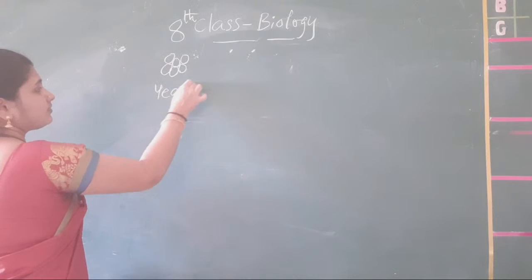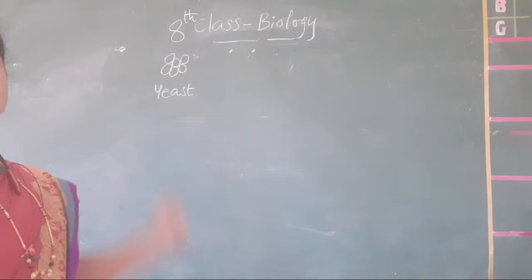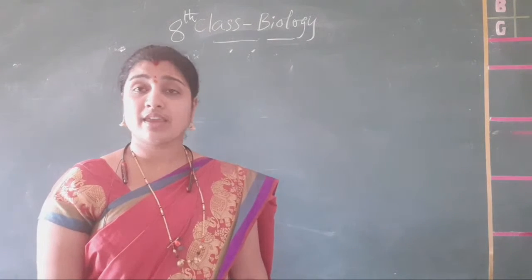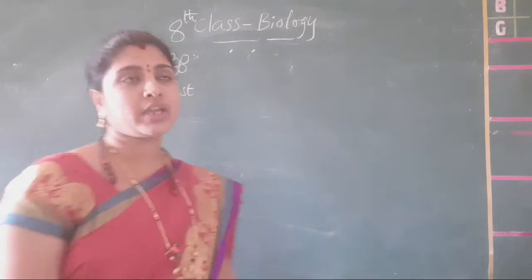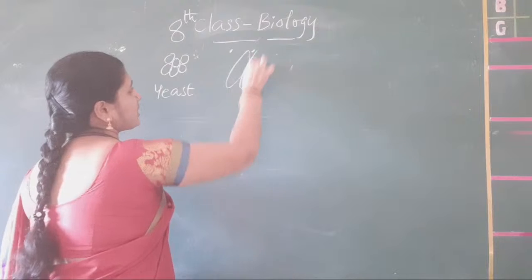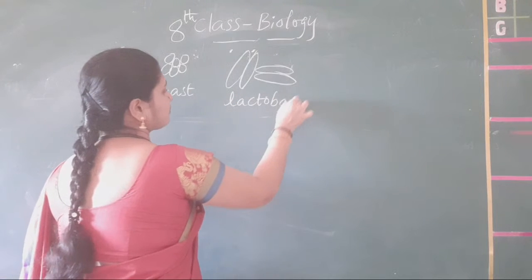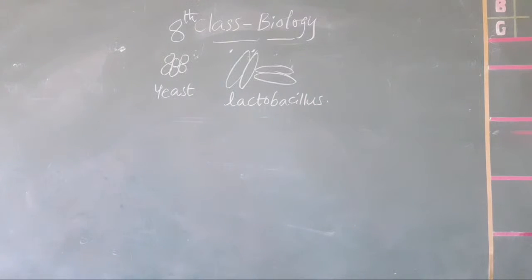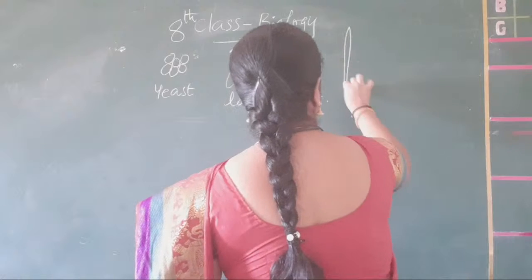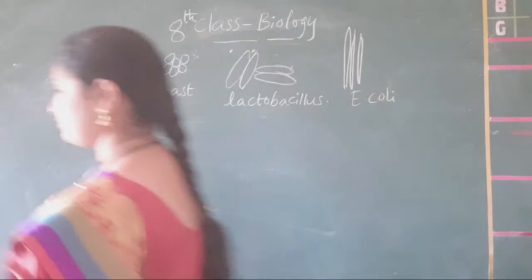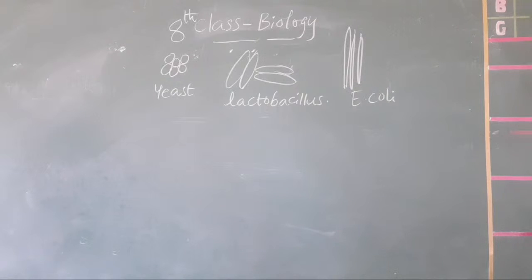These are yeast. Students, yeast generally is used in the preparation of cakes, idli batter, dosa batter. Okay, next are rod shaped structures. Lactobacillus. And E. coli.